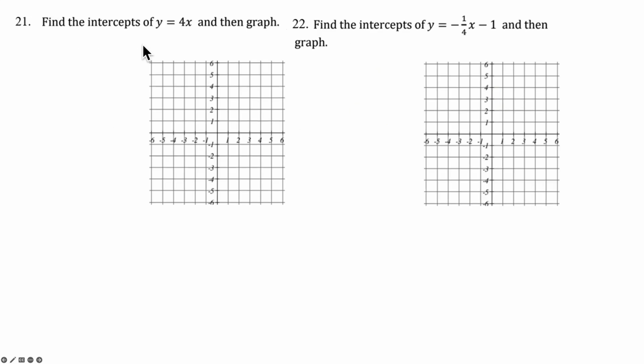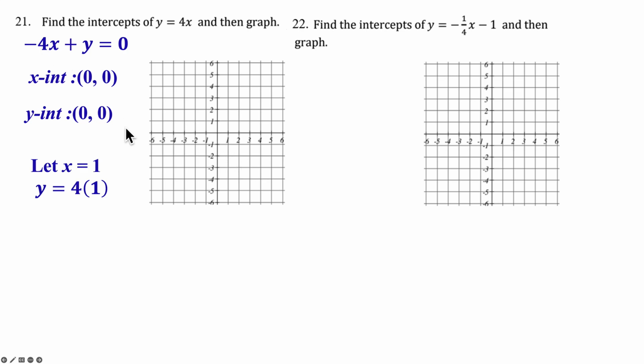All right, 21. Find the intercepts of y equals 4x. Okay, so technically subtract the 4x over, if you will. If I want to find the x-intercept, negative 4x equals 0, x equals 0. Cover up the x term, y equals 0. They're both 0, 0. So here you're going to have to probably let x be a 1 so you can find another point. So 4 times 1 is 4. So the origin and 1, 4. Now I can draw my line.